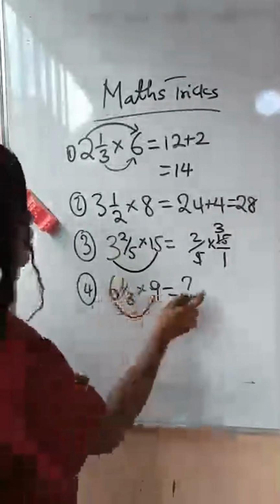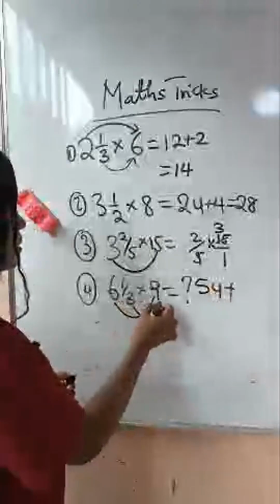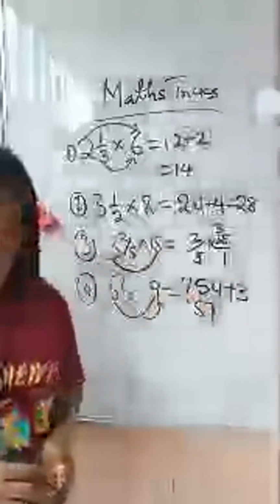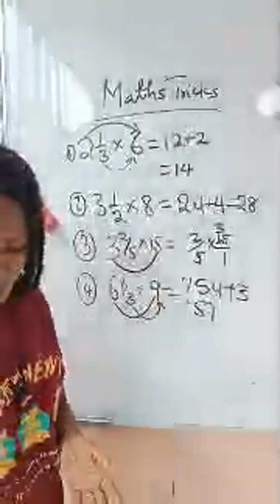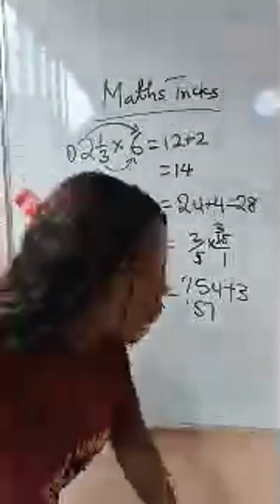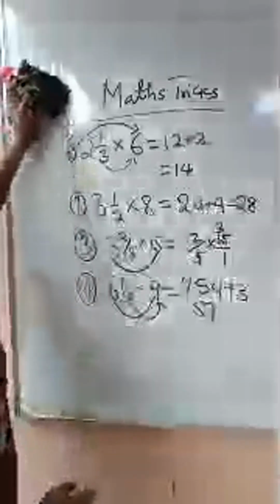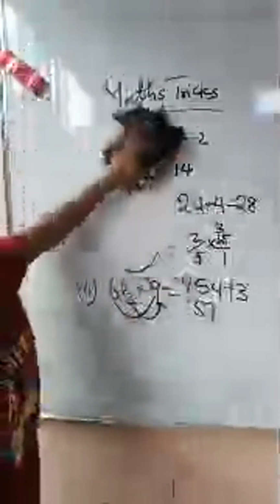I have 57 as well. Because 6 times 9 is what? 54, plus 1 over 3 times 9 will give us 3, and that is 57. All right, so this is how to multiply any number by a mixed fraction without changing to an improper fraction.